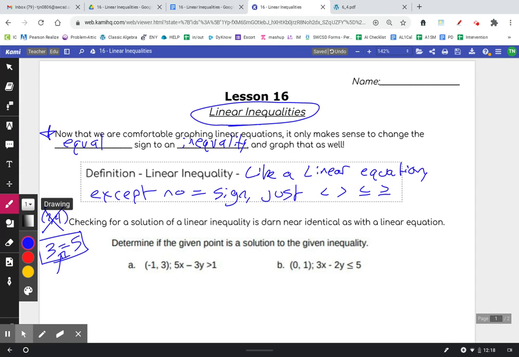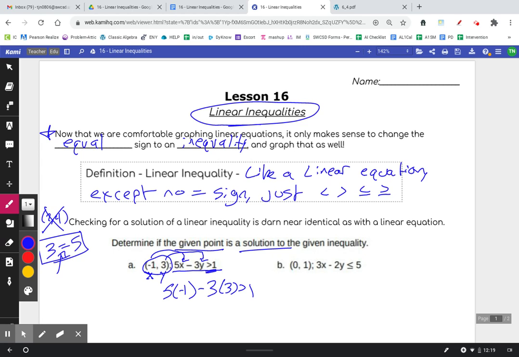Let's hop right in here. Here's the first thing. It says determine if the given point is a solution to the given inequality. Here's our point and here's our inequality. Well, the first thing it gives us is an ordered pair, this point, negative 1, 3. We know that that's an xy pair. That's x and that's y. So I need to substitute this x in for this x and this y in for this y and then just do a little bit of math. So instead of saying 5 times x, it's going to say 5 times negative 1, minus 3. Instead of saying 3 times y, it's going to say 3 times 3 is greater than 1. I'm just copying this side down.